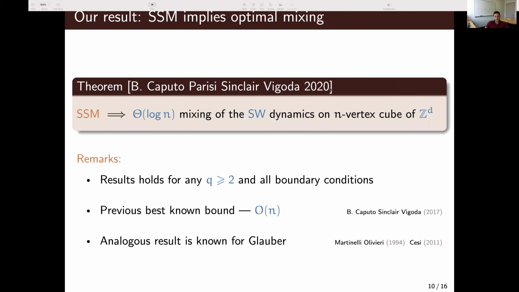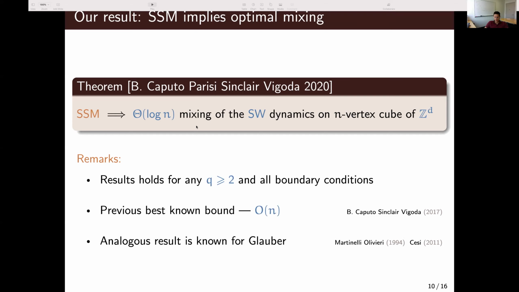Okay, so what we prove is that this strong spatial mixing condition implies optimal log n mixing of the Swendsen-Wang dynamics on an n-vertex cube of Z^d. Okay? So that's our main result in this work. Here are a few quick remarks. The bound for the mixing time holds for all q and all boundary conditions. The free one is one of them, when you have no condition. In that case, our result also holds.